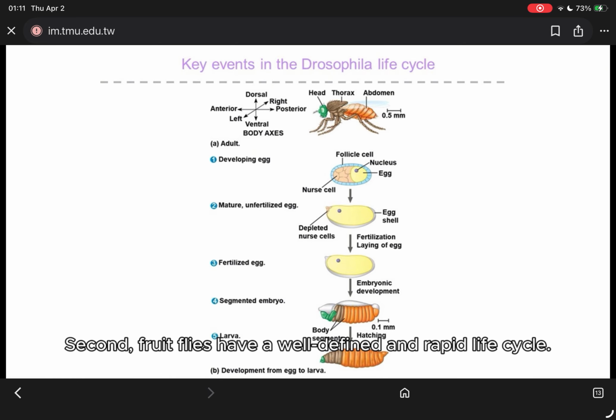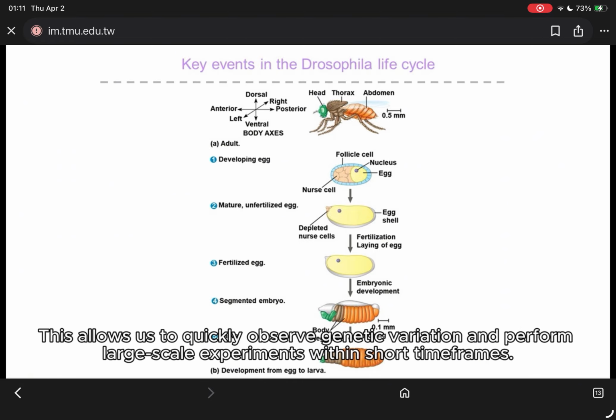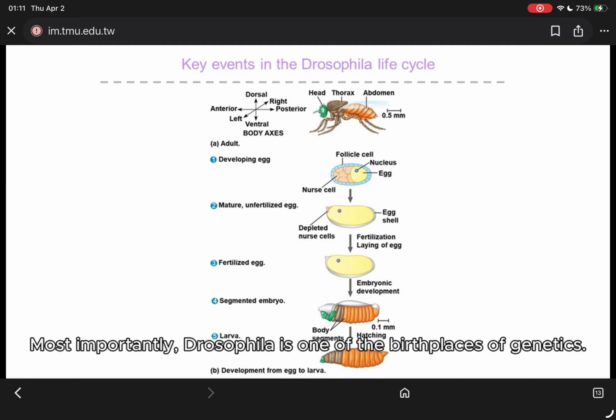Second, fruit flies have a well-defined and rapid life cycle. From egg to adult takes only about 10 days, and a single female can lay hundreds of eggs. This allows us to quickly observe genetic variation and perform large-scale experiments within short time frames. Most importantly, Drosophila is one of the birthplaces of genetics.